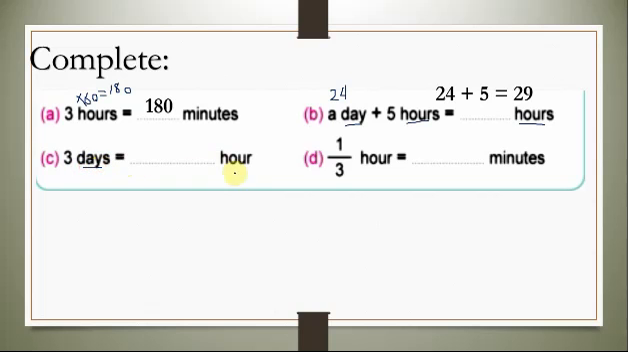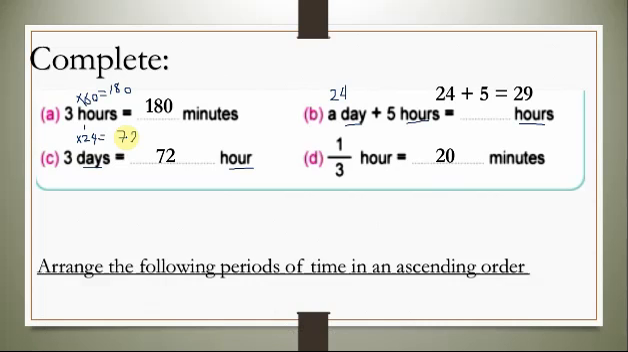3 days equals how many hours? From day to hour, multiply by 24. 3 times 4 equals 12, so 2 and carry 1. 3 times 2 equals 6 plus 1 equals 7, so 3 days equals 72 hours. The last one, a third of an hour equals how many minutes? We said it, a third of an hour equals 20 minutes.